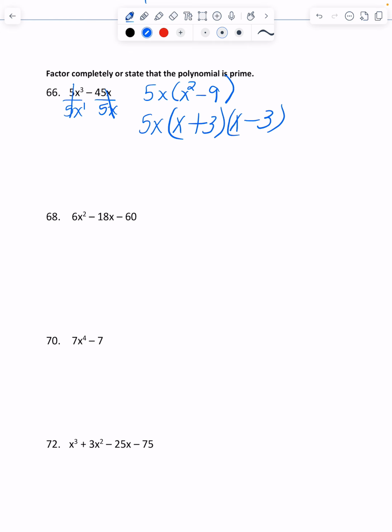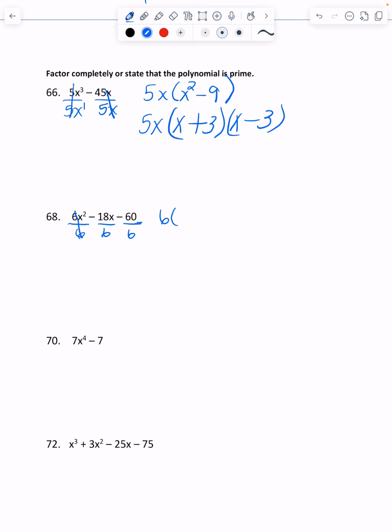All right, let's look at number 68. I see that 6, 18, and 60, first of all, they're even. I know I'm going to be able to factor something out, but I want the greatest common factor. What's the largest number that I can divide 6, 18, and 60 by? What if we try 6? You're going to see that I can't factor an x out because 60 doesn't have an x, so it's not going to be part of my GCF. So let's divide all of these by 6 and see what we have left.